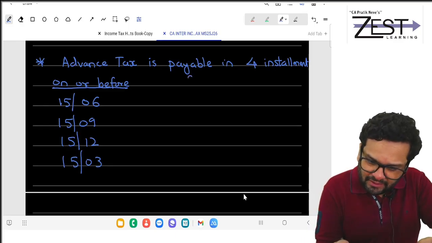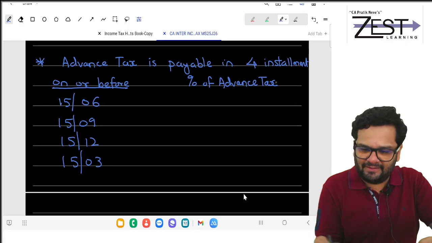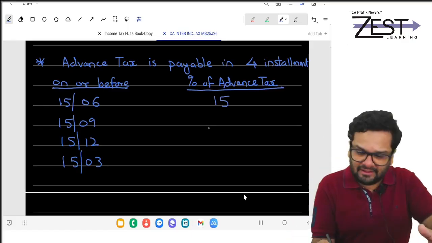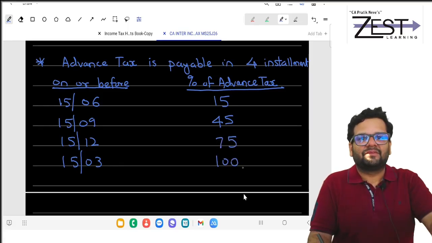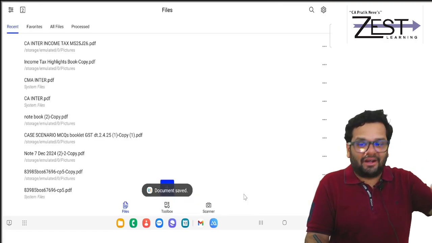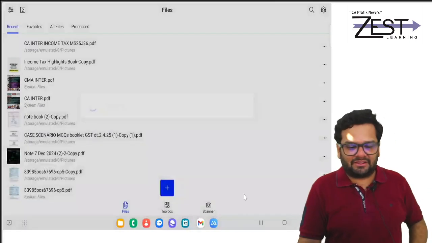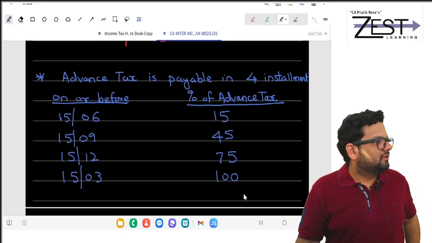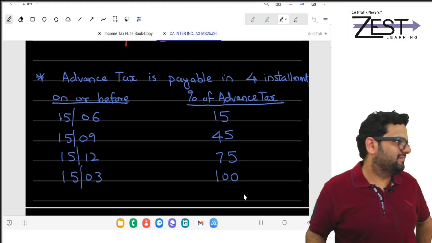How much should I pay? Percentage of advance tax, means percentage of total advance tax payable. How much should you pay? 15%. Only 15. Then 45, 75, 100. So the government says complete your 100% payment of tax by 15th of March. So remember please, 15, 45, 75, 100.